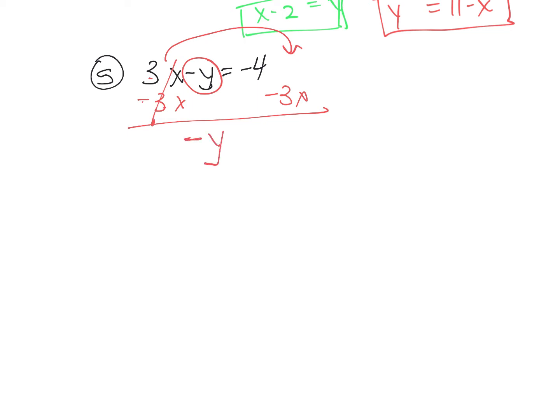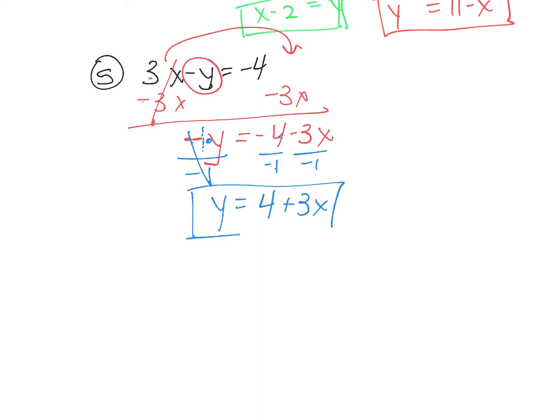Bring down your negative. Don't lose that. Equals negative 4 minus 3x. Remember, there is a negative 1 here. So this is negative 1 times y. So we want to divide everything by negative 1. And so we get y equals negative 1 divided by negative 1 is just 1. Negative divided by negative is a positive, and a negative divided by negative is a positive.